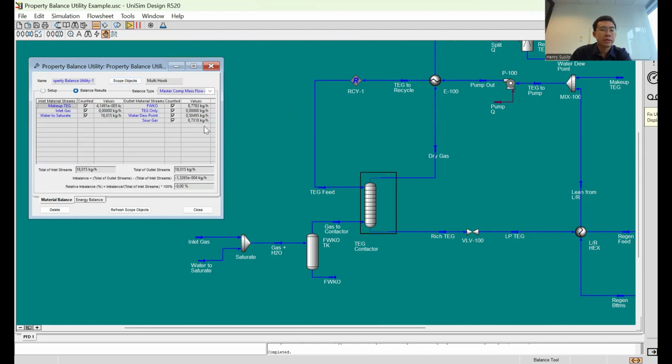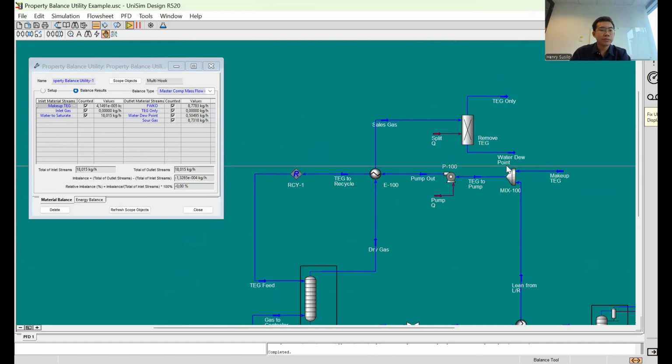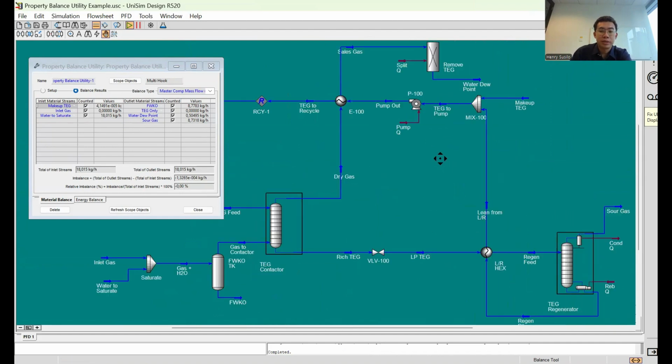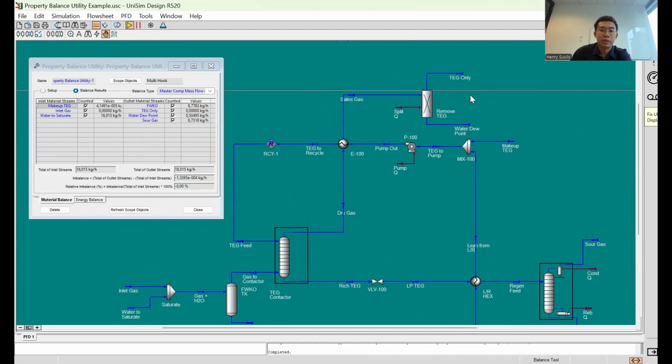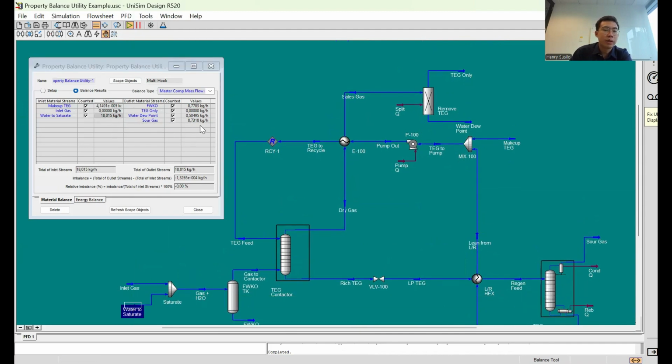So we could see here the inlet and outlet. Inlet material streams are this one, inlet gas and also water to saturate, as well as the makeup TEG located here. While the outlet material streams are this FWKO, sour gas, water dew point, and also TEG only. So we could see where the water is going, from water to saturate, which is this stream. At the end, it will be going to the FWKO and also sour gas by 50% and 50%.